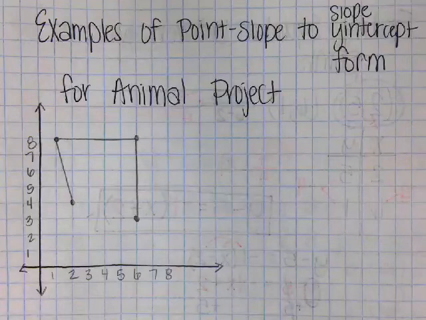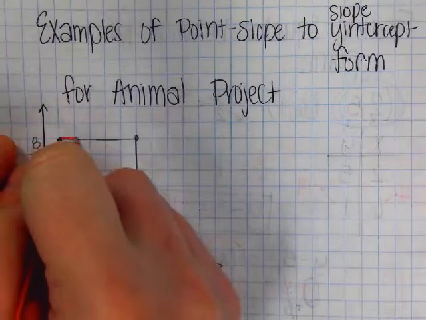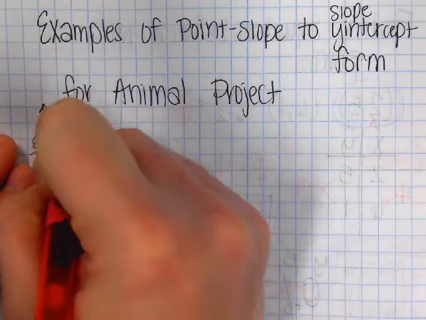So these are the examples for point slope form to slope intercept form for your animal project. Remember in the instructions for drawing your animal, you were supposed to have 2 with a positive slope, 2 with a negative slope, 2 that are horizontal, and 2 that are vertical. If you notice, this one right here is horizontal.